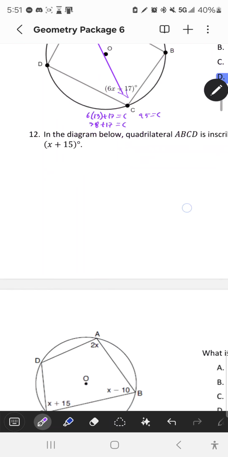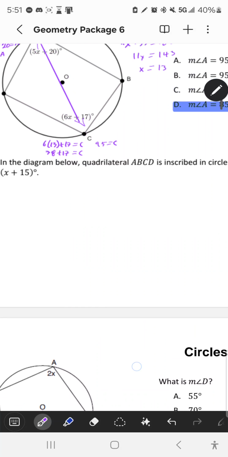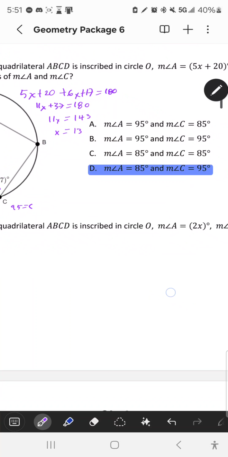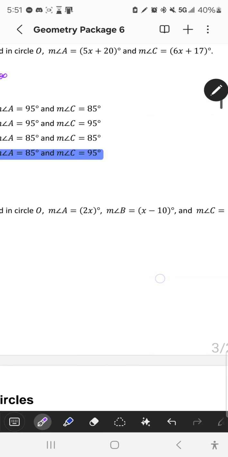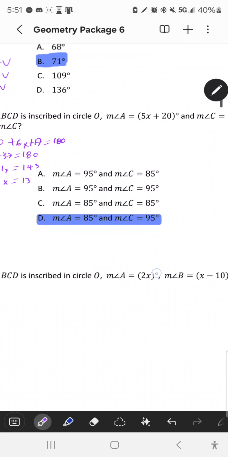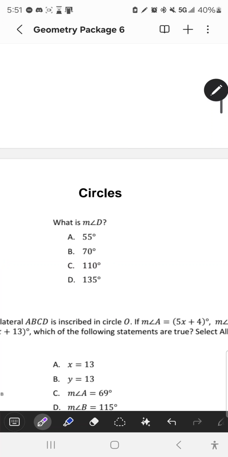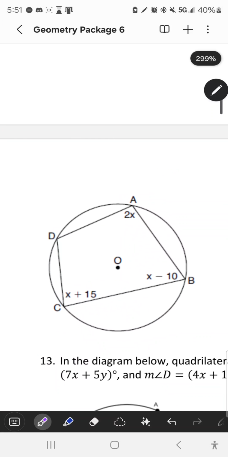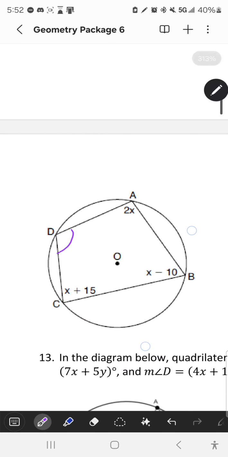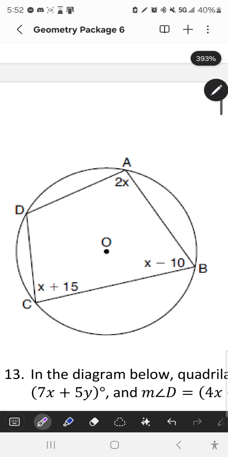So in the diagram below, imagine, yeah, this is the diagram. Quadrilateral ABCD is inscribed in circle O, with the measures of angles A, B, C labeled. Okay, what is the measure of angle D? So first, we need to solve for X because we need X to solve for D.